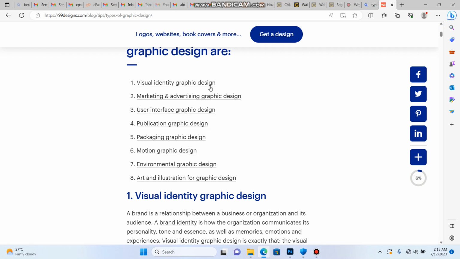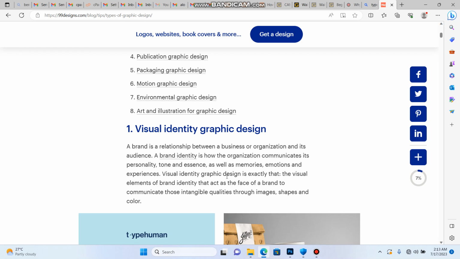Look at visual identity graphic design, marketing and advertising graphic design, user interface graphic design, publication graphic design, packaging graphic design, motion graphic design, environmental graphic design, art and illustration for graphic design.